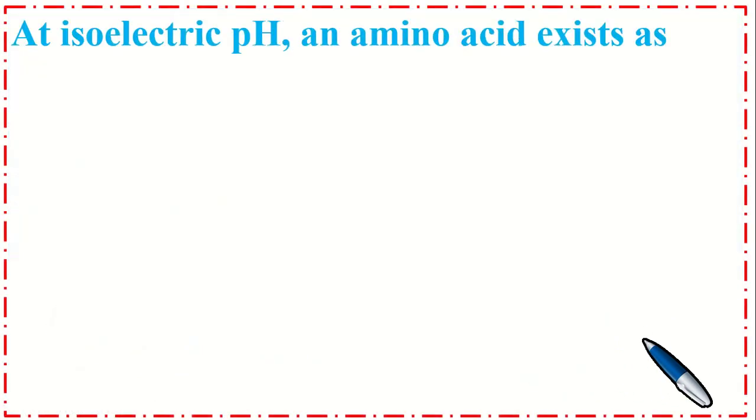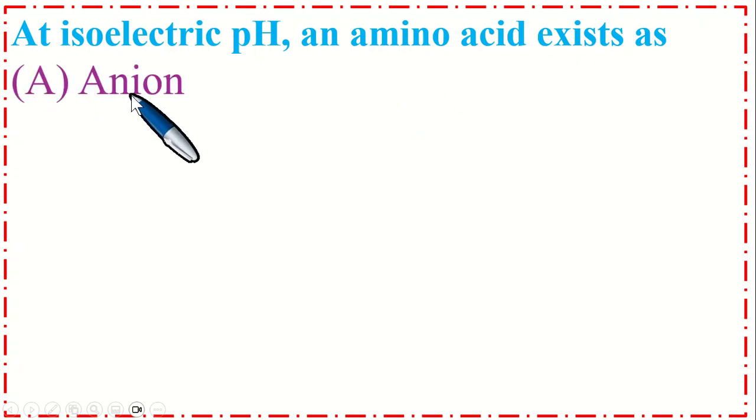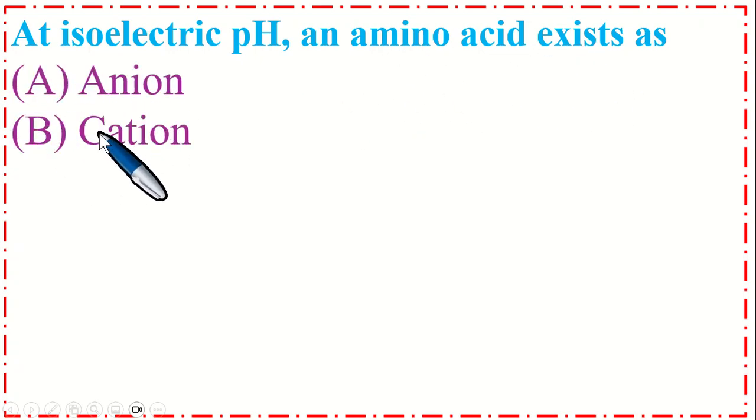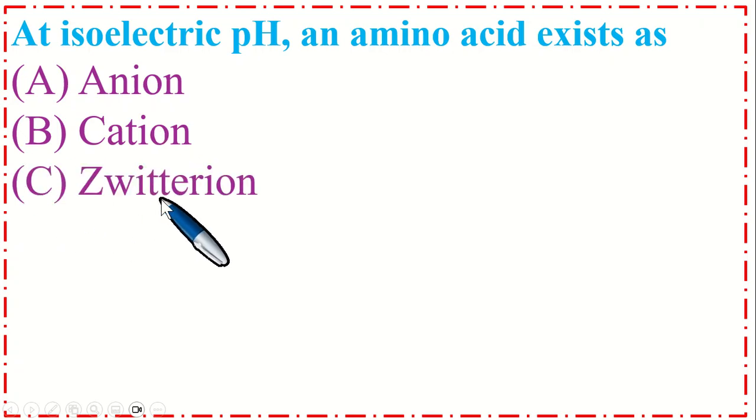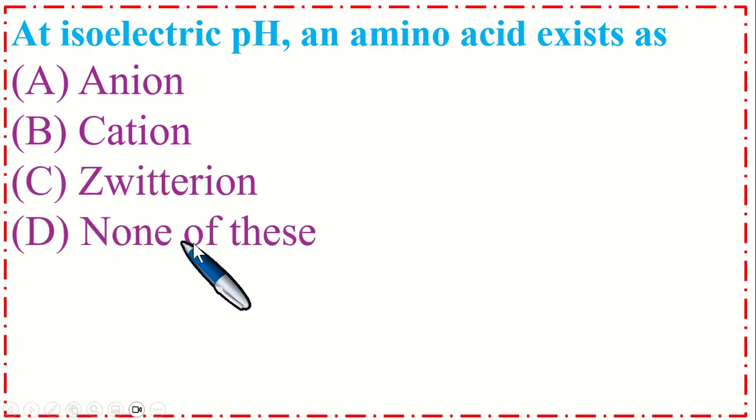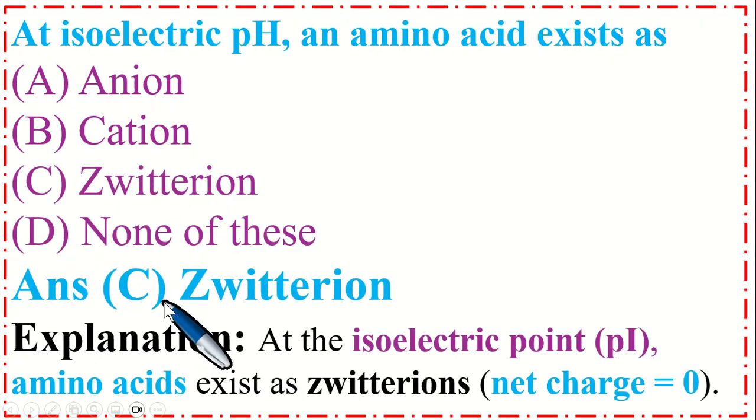So this is a very important MCQ. At isoelectric pH, an amino acid exists as option A anion, B cation, C zwitterion, and option D none of these. So the correct option is C zwitterion. At the isoelectric point, the amino acid exists as a zwitterion. Net charge is 0.